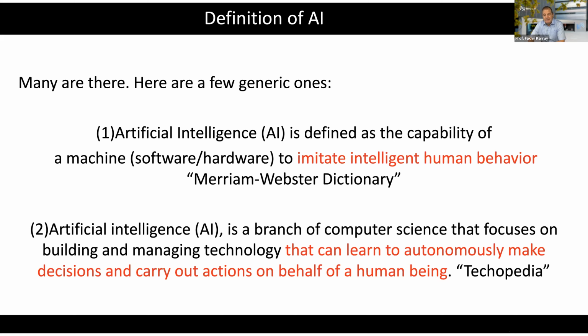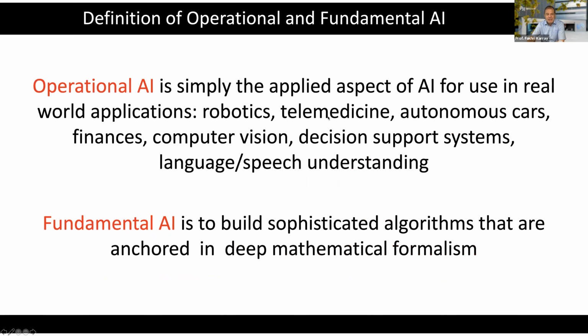This is a definition found in Techopedia. There is another, very generic definition, but I'm not going to go over it. But I would like to define here what is the meaning of operational AI, which I am tackling in this particular presentation. Operational AI is simply the applied aspect of artificial intelligence for use in world application.